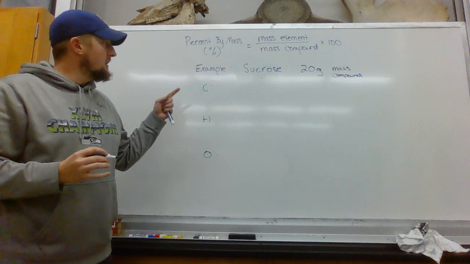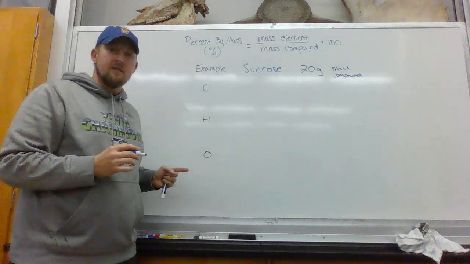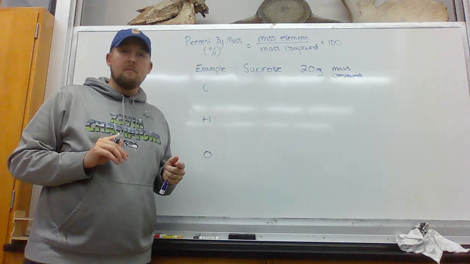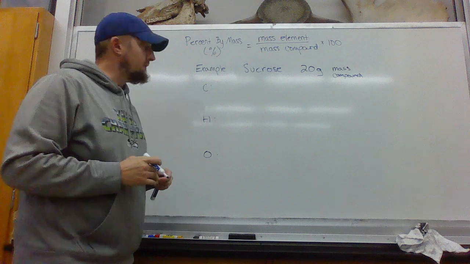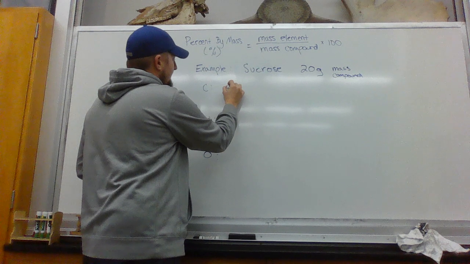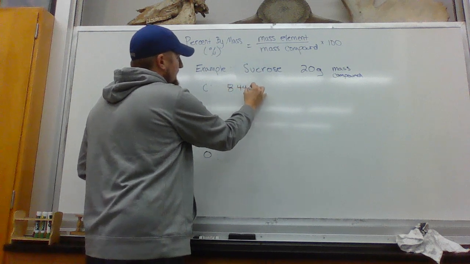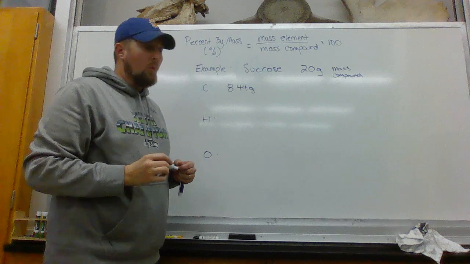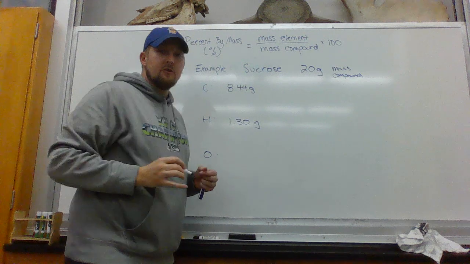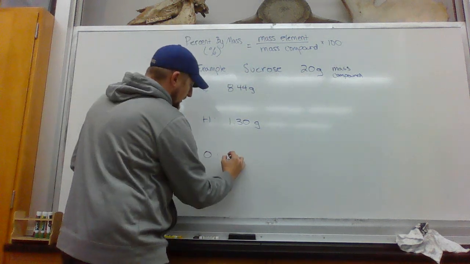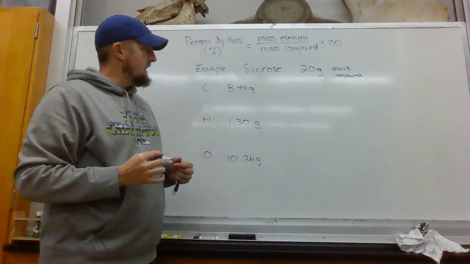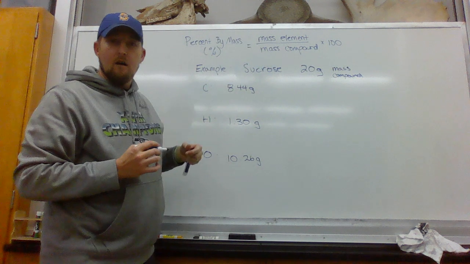That is going to be our mass of the compound. And we are going to be given the masses of each of these elements. We can also get these off of the periodic table, and I will go over how to do that in another video. So first we have carbon. In this case, we have 8.44 grams of carbon. We have 1.3 grams of hydrogen, and we have 10.26 grams of oxygen.